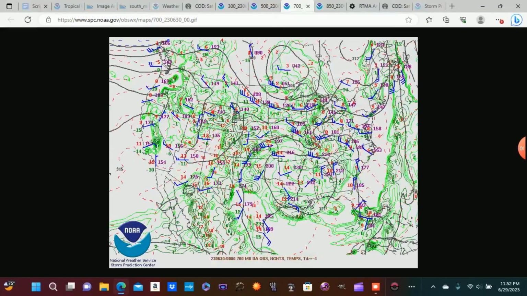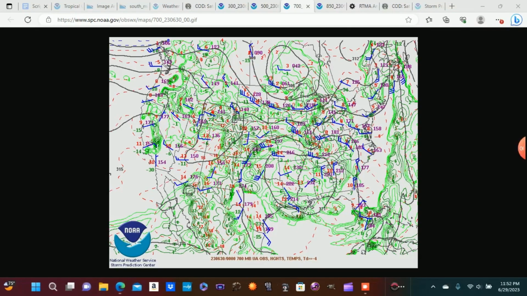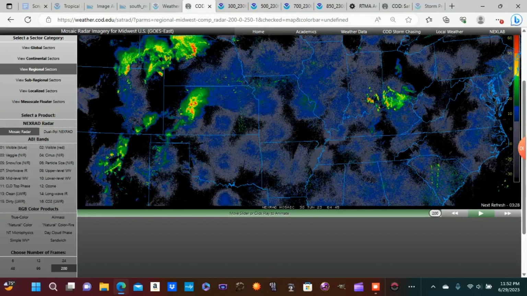And then looking at 700 millibars, there's a pretty compact shortwave over the Midwestern United States, and that helped to enhance the uplift and provided support for a couple of bands of storms over the Midwest and eventually down into the southeastern U.S. And we're going to show the radar imagery from today.